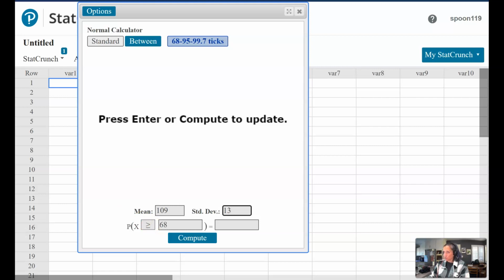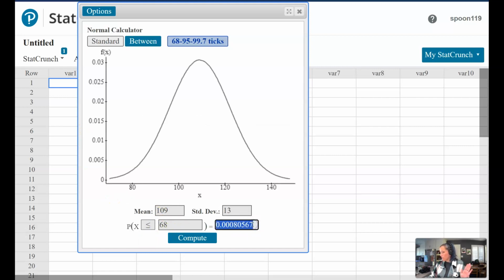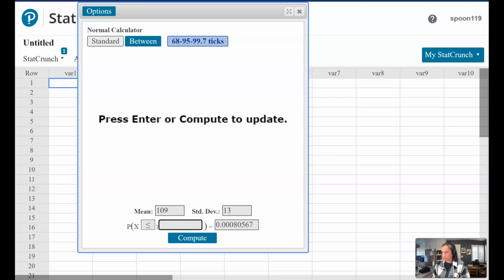So this says lightest. Lightest to me feels like it's the left side of the curve, right? So I'm going to do a less than. And then instead of putting a value in here, this is what I want. I don't know what the actual weight of this baby is. I'm going to put in 2% as a decimal. So that's 0.02 and press compute.